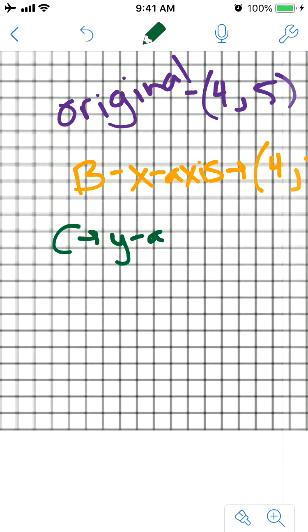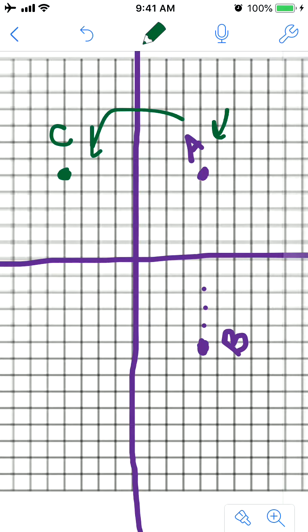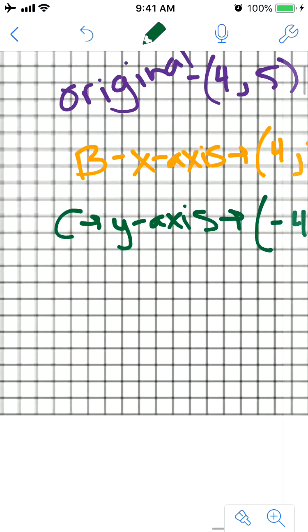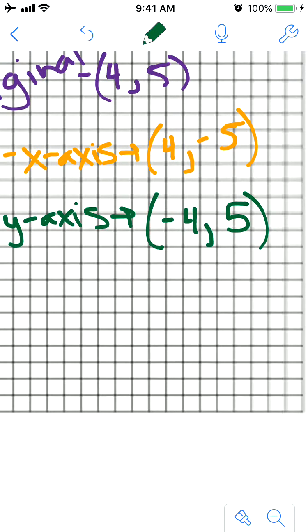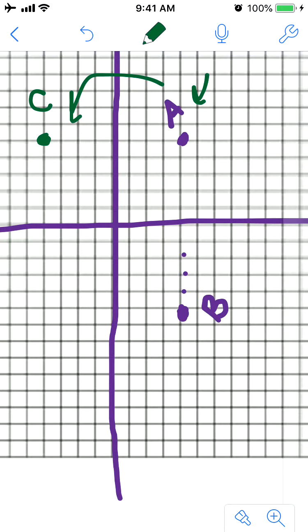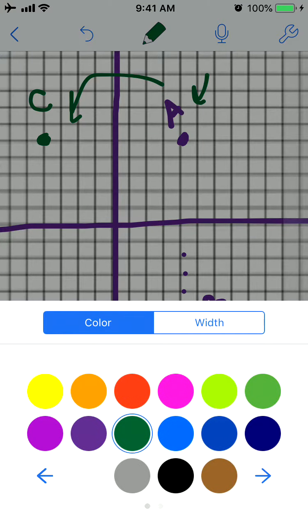Well, what happened to that point? Like we said, it's still 5 up, but now it's back 4. So instead of going 4, we went negative 4, but we stayed positive 5, right? We stayed positive 5. That's also interesting how when you flip over the y-axis, the y stays the same. The x is in fact the one that changes. That's interesting. All right, last one.